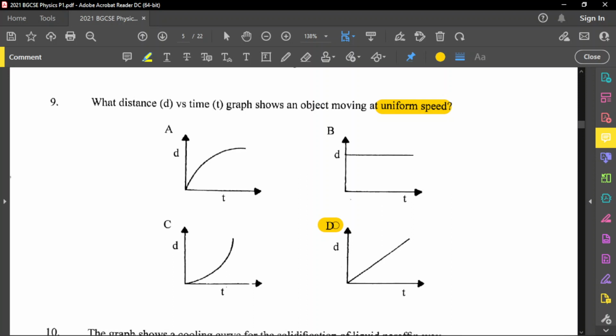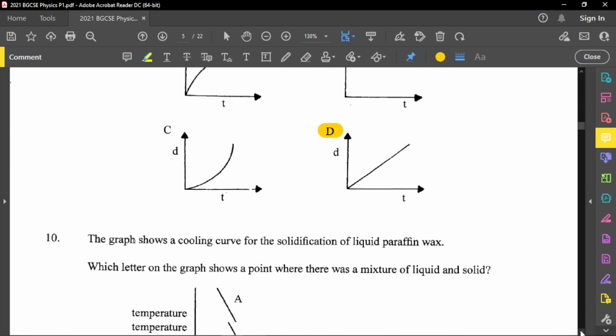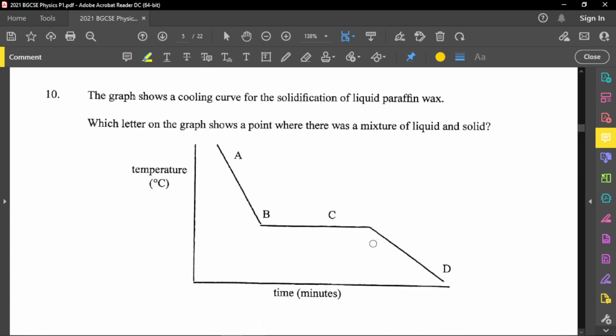All right, so let's look at the next question now, which is question number 10. And we're winding down. We're going to go through as fast as we possibly can. Question number 10: the graph shows a cooling curve for the solidification of liquid paraffin wax. Let me make sure to point this out, because this is saying this is liquid. So this is liquid paraffin wax. All right, so the fact that it's starting as a liquid is very important.